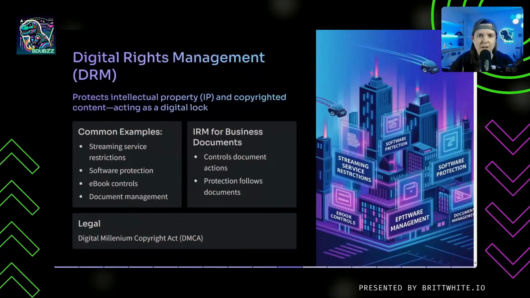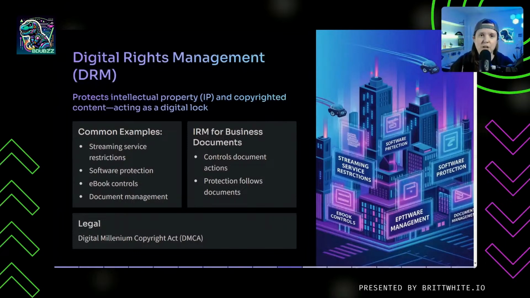DRM is everywhere in our daily lives. It prevents you from copying movies from your streaming services, limiting the number of devices you can use with your Netflix account, or controlling who can open and edit a sensitive company document. In the United States, the Digital Millennium Copyright Act, or DMCA, provides the legal framework for DRM, making it illegal to bypass these protections. While DRM focuses on commercial content, IRM specifically targets sensitive business documents.